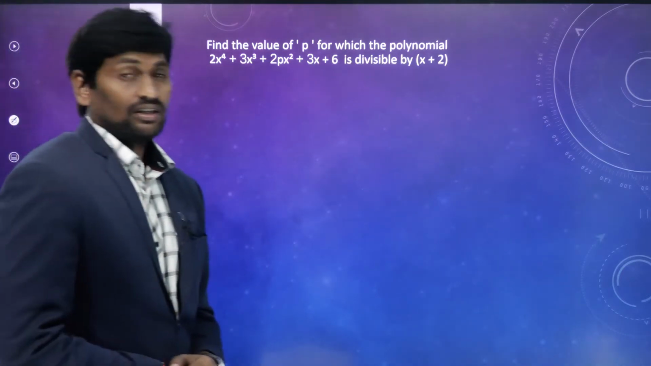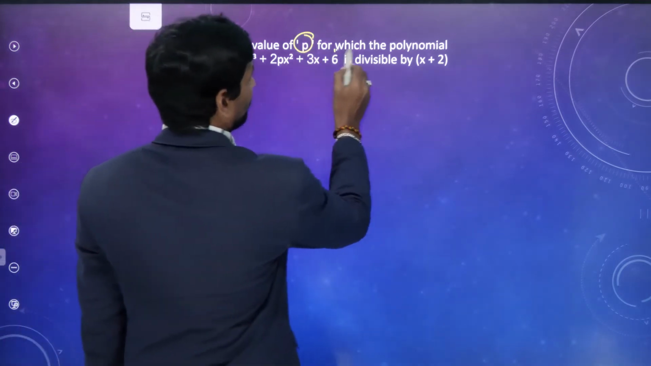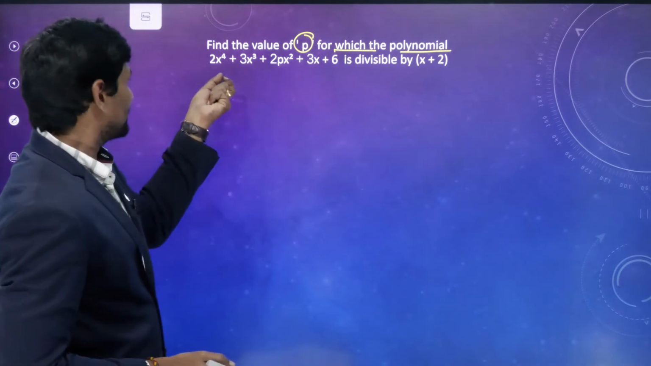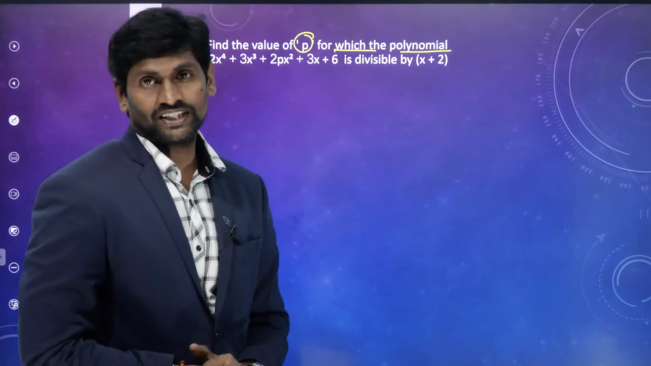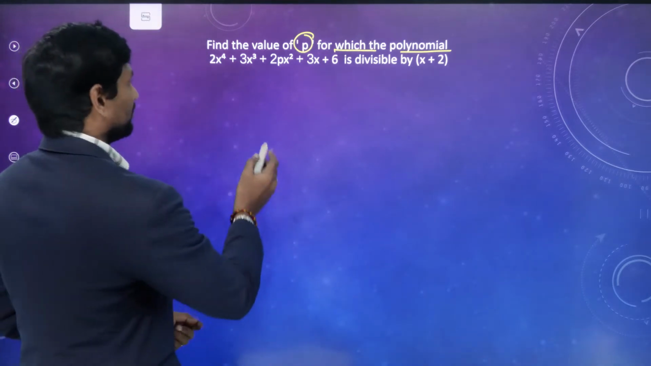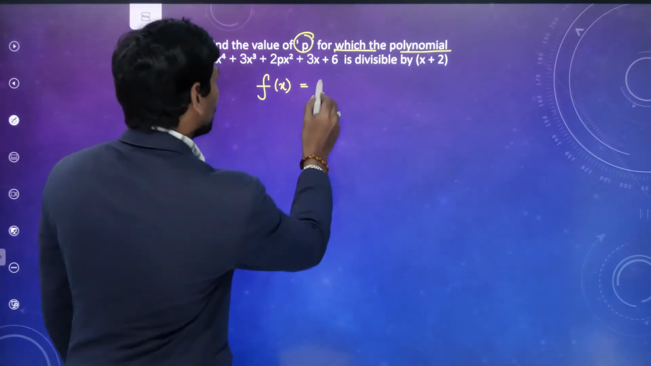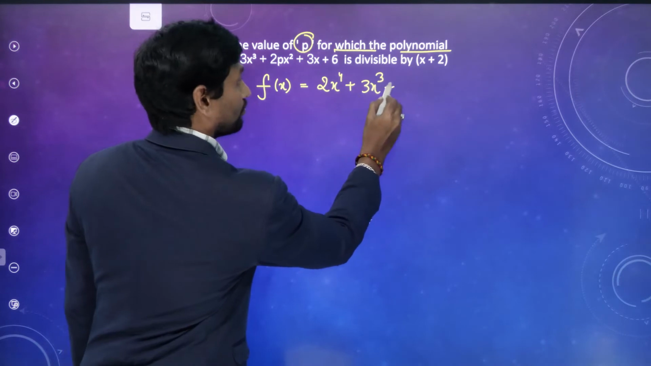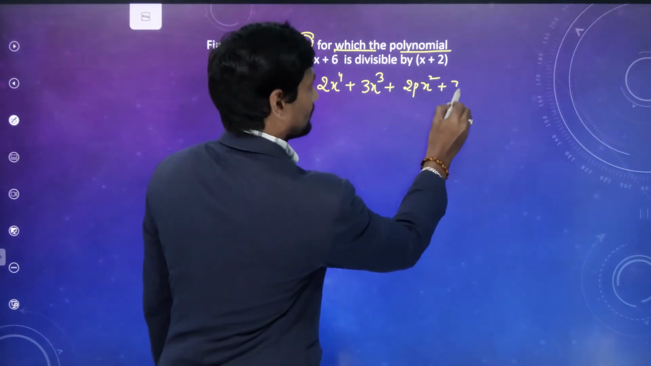Right. Let us go to the next problem. Find the value of p for which the polynomial 2x power 4 plus 3x cube plus 2px squared plus 3x plus 6 is divisible by x plus 2. How to find the p value? Now let us take the given polynomial as f of x. I am writing all the terms here: 2x power 4, 3 into x cube plus 2px square plus 3x plus 6.